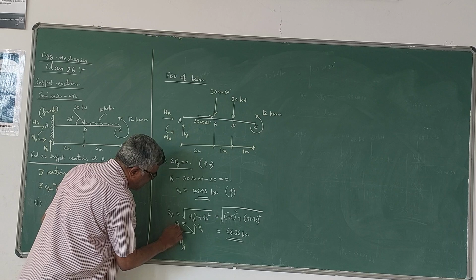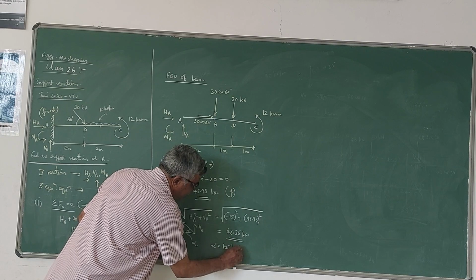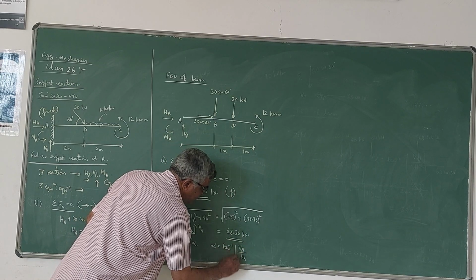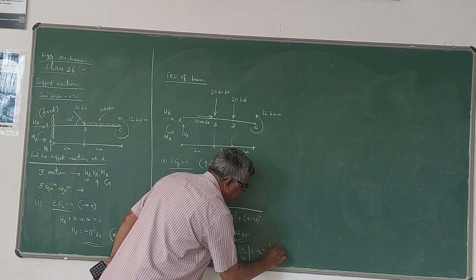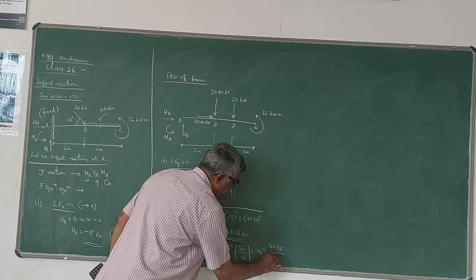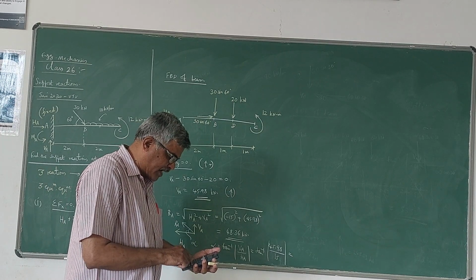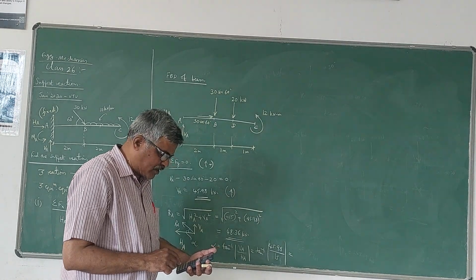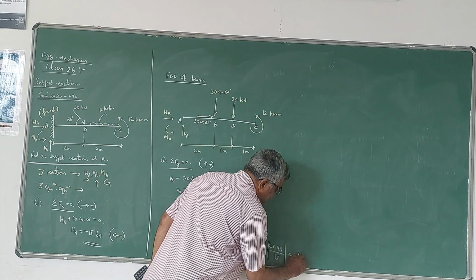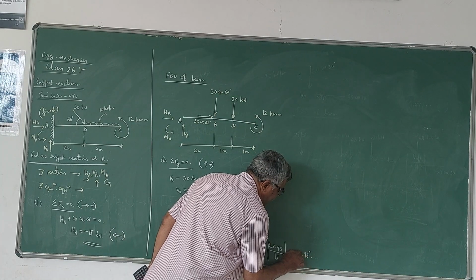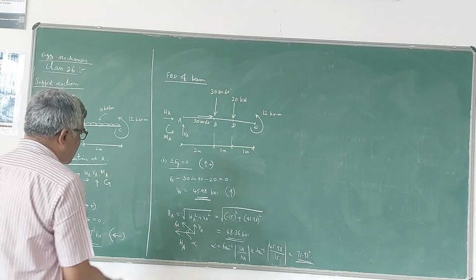So this is the direction of RA, and if I take this angle as alpha, alpha is tan inverse of VA by HA modulus. So which is nothing but tan inverse of 45.98 divided by 15. So it comes out to be 71.93 degrees, that is the value of alpha, angle made by resultant reaction RA with the horizontal.